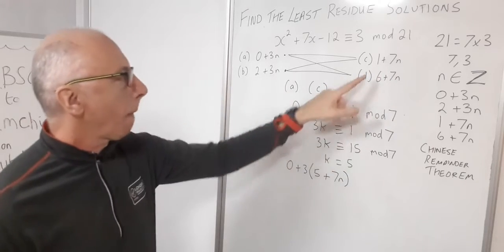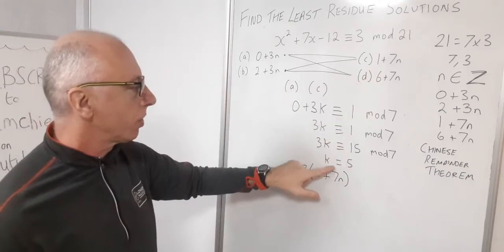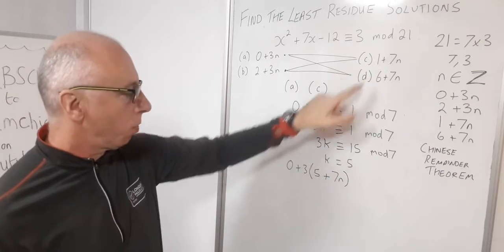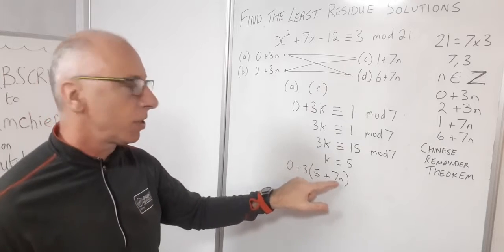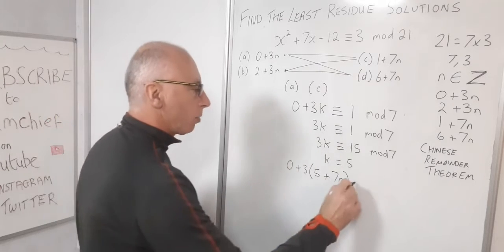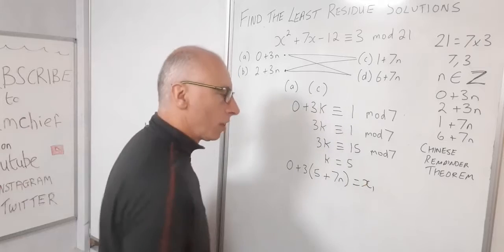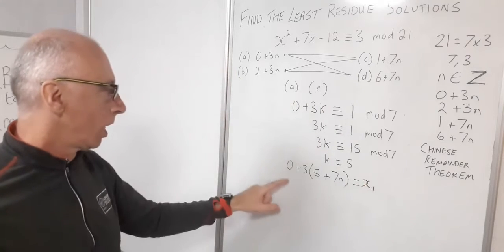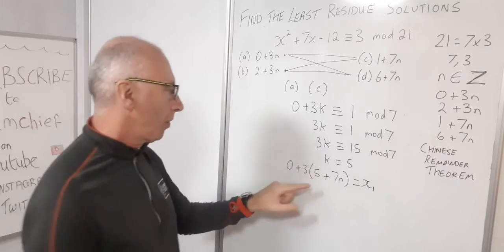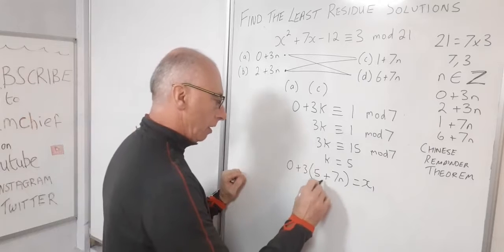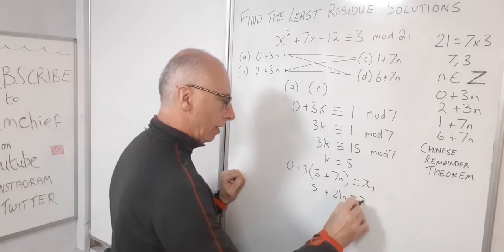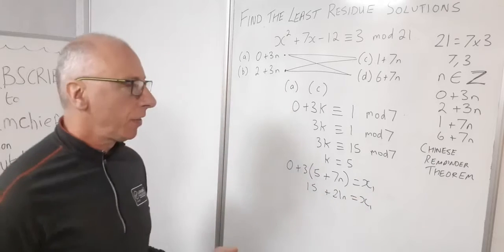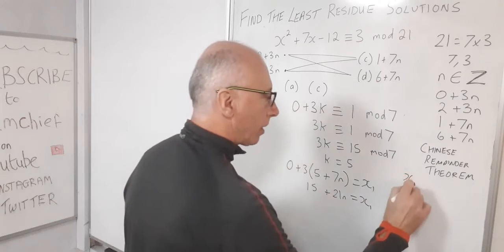So my 1, I've solved using my congruence to find a k. So I don't put the 1 in, I put my k value in. So 0 plus 3 times 5 plus 7n. So this will give me my first solution. So 0 plus 3 times 5, so that's 15, plus 3 times 7n is 21n. And that's my first solution. So I'm going to write that on here.